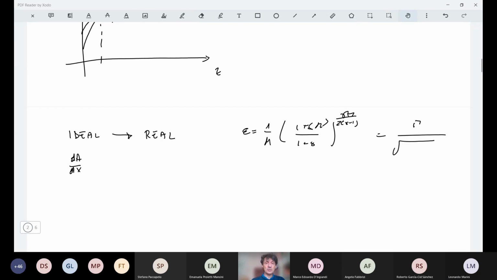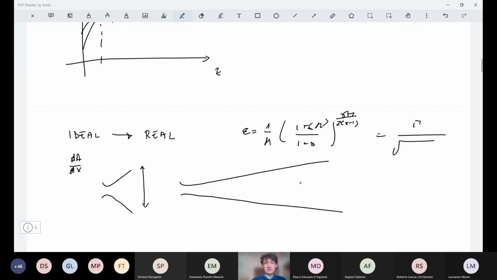So actually we don't consider the variation along the axial direction, so that we can consider something like this or something like this with the same area here, if this is equal to this one. For our theory, so far, these two nozzles are identical.